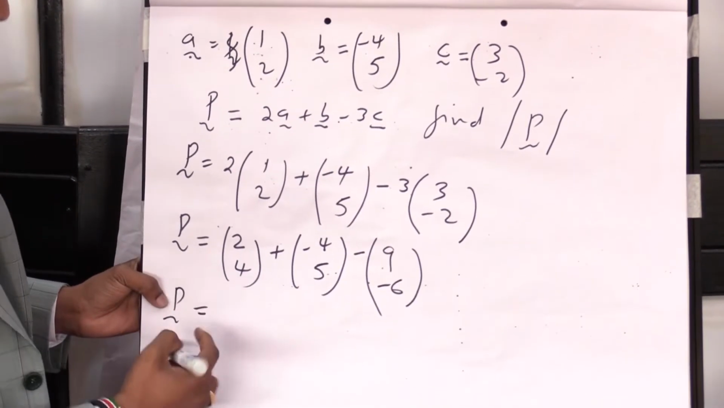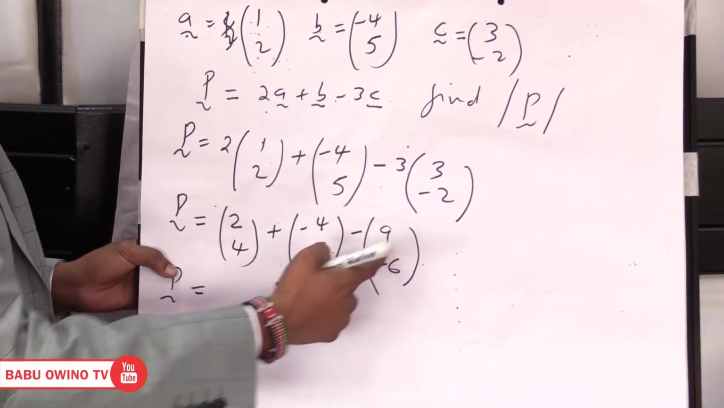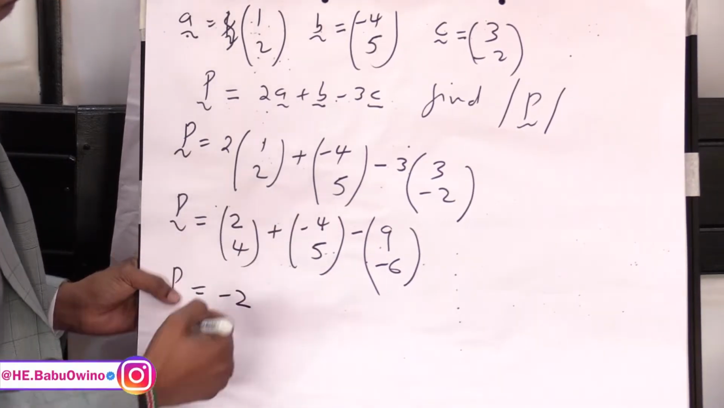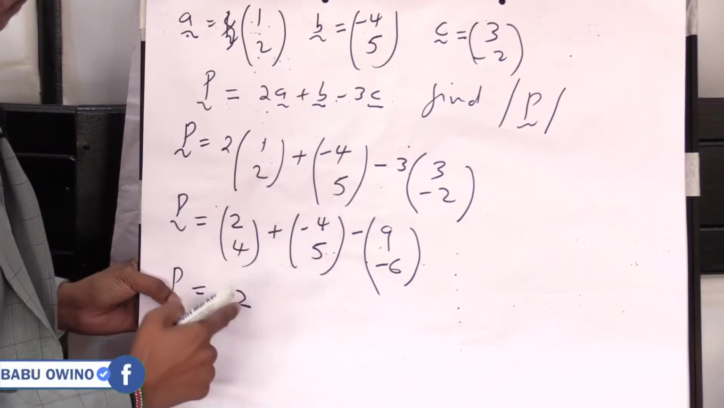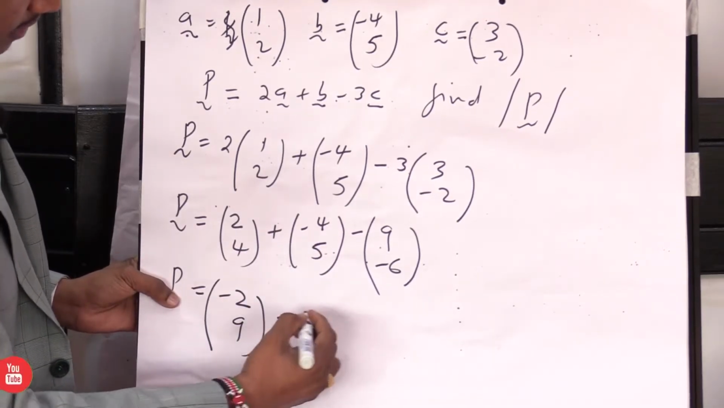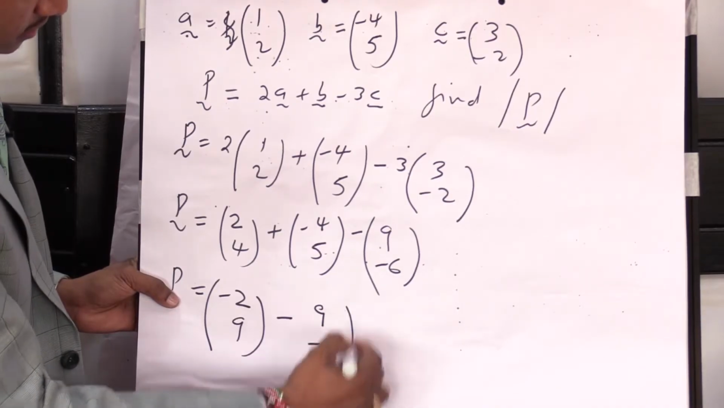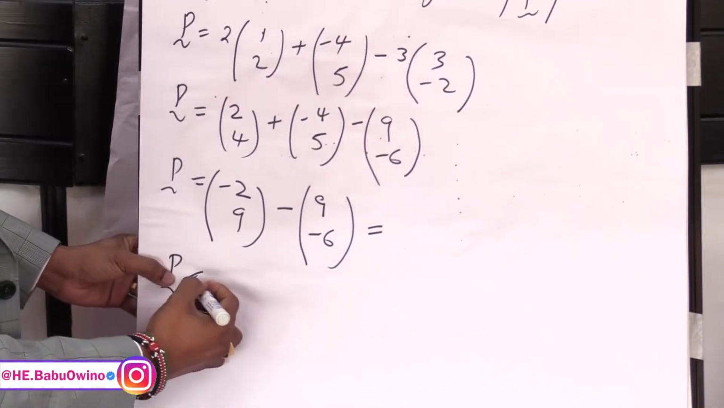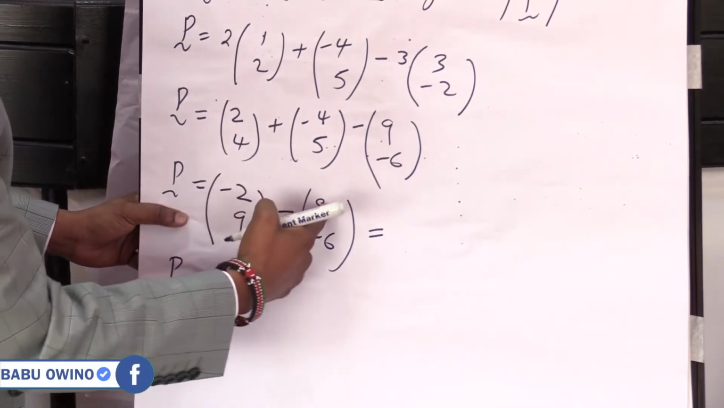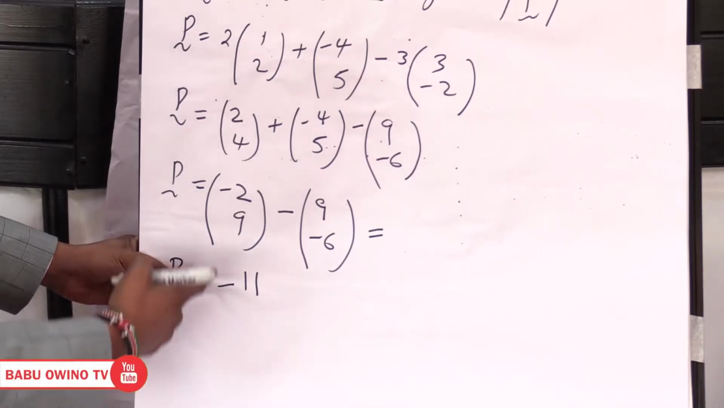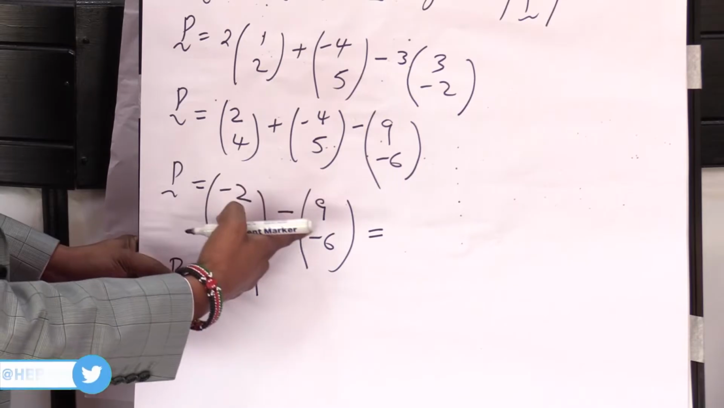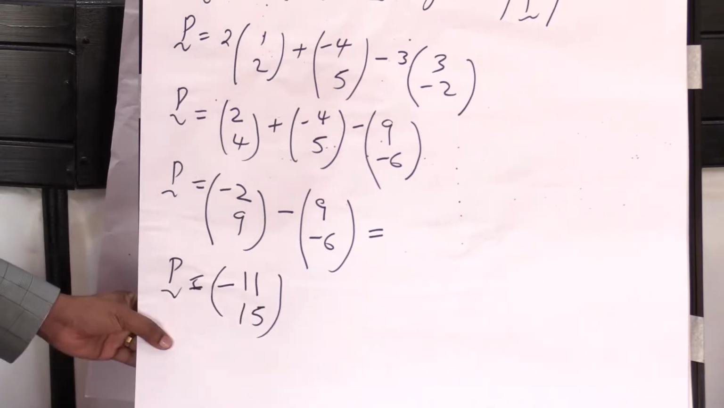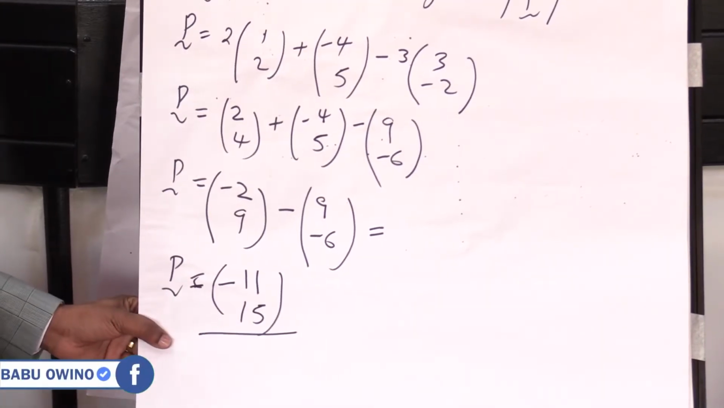So P equals to, BODMAS, you add this, then you subtract this. So 2 plus minus 4 is 2 minus 4, which is minus 2. Then 4 plus 5 is 9. Minus 9 minus 6. So this comes to P equals to minus 2 minus 9 is minus 11. Then 9 minus minus 6 is 9 plus 6, which is 15. So our P in column vector form is minus 11, 15.